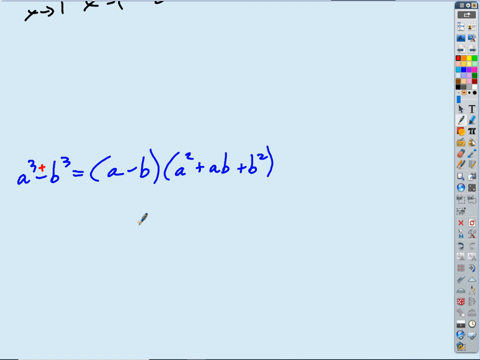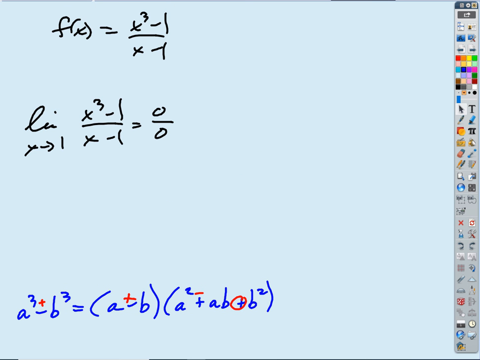So you know that the linear factor is always going to have the same sign as the original polynomial, right? If it's a sum, then that's going to be an a plus b. If it's a difference, it's going to be an a minus b. And then the next one is always going to flip, so it's the opposite, and the last one always stays positive. Okay? So we could factor the top then into what?